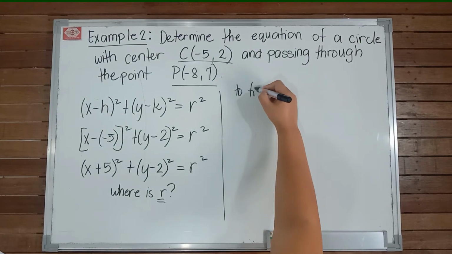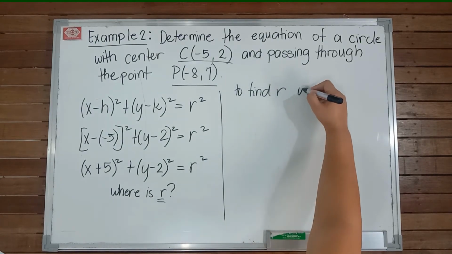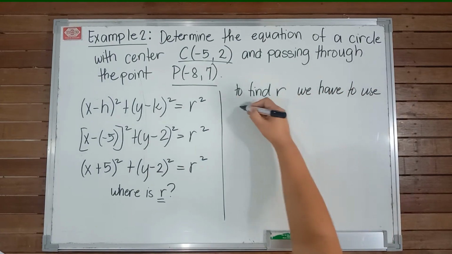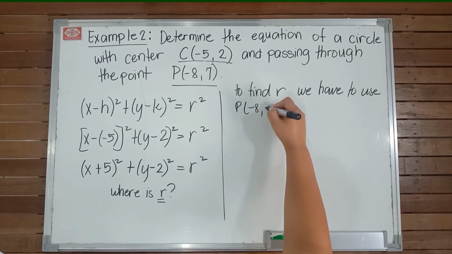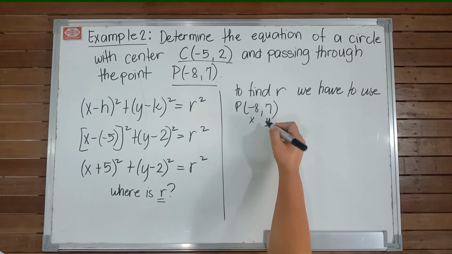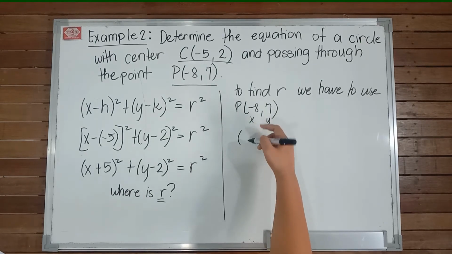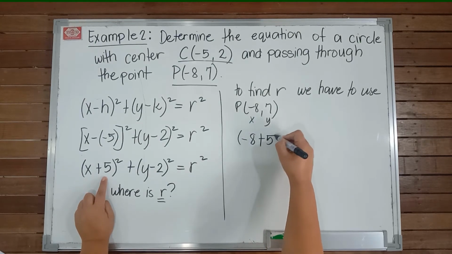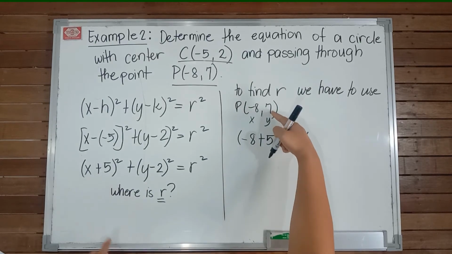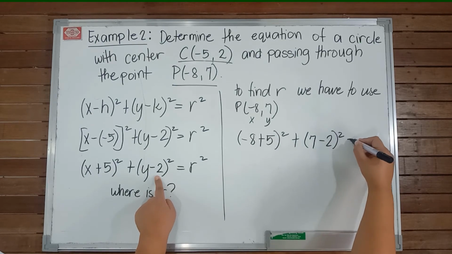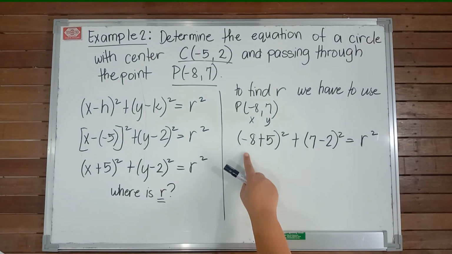Okay, to find the r squared, we have another given. So we have to use the point P, negative 8, 7. So yun yung silbi ni point P para mahanap natin si r squared. So, dahil si point P ay nasa any point dun sa circle, so we will use the distance formula. So, we will substitute negative 8 plus 5 plus 7 minus 2 squared equals r squared para mahanap natin yung r.